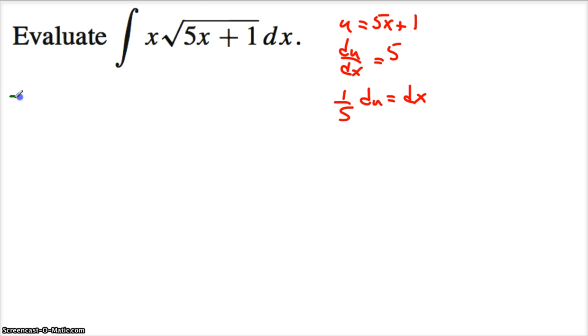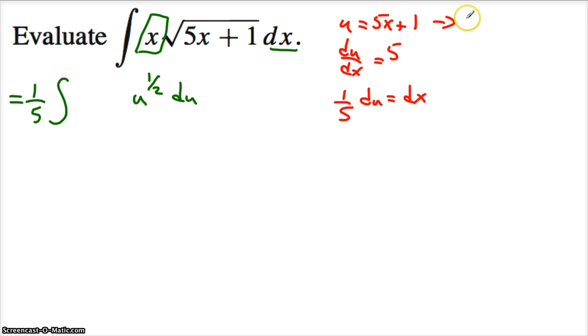Okay, so we have a dx here. We'll replace that with 1/5 du. 1/5, I'll write to the left here, and dx gets replaced with du. The square root of 5x plus 1 becomes the square root of u, so I'll write that as u to the half. But we still have this x here. We have to replace that in terms of u. So what I'll do is rearrange this and isolate x: u minus 1, over 5, is equal to x. So now I can replace x with u minus 1 over 5.